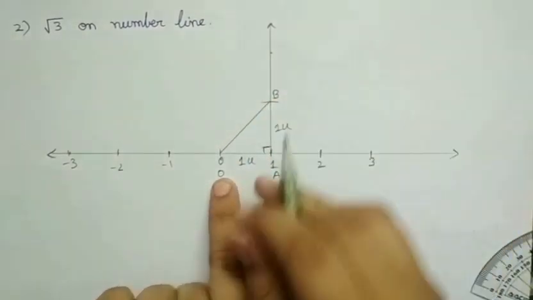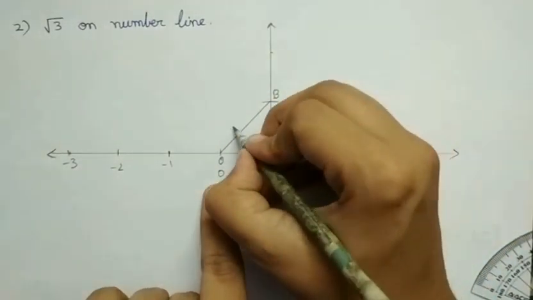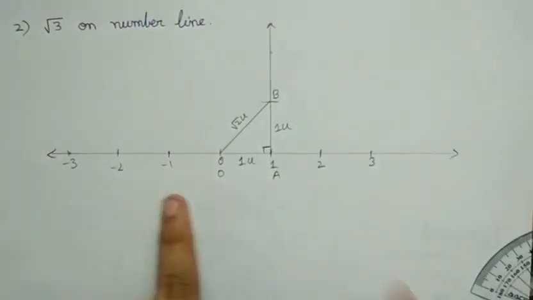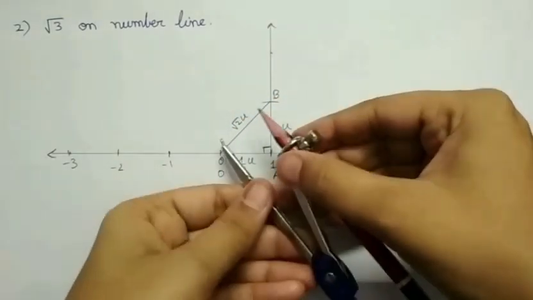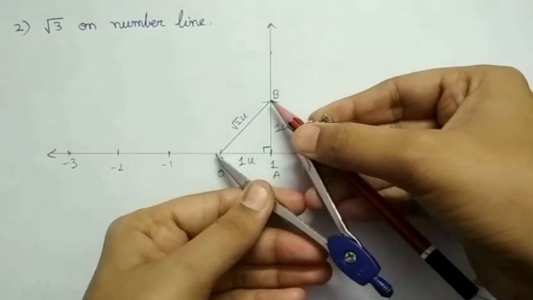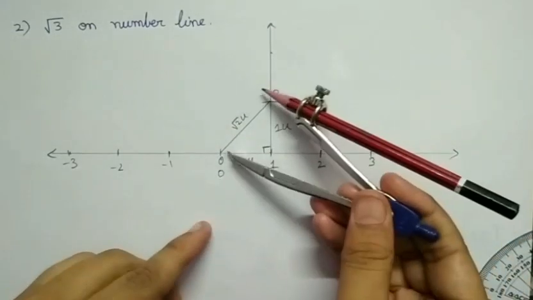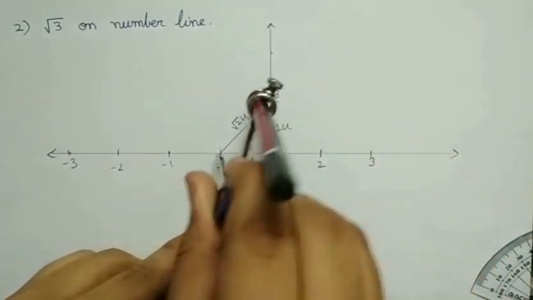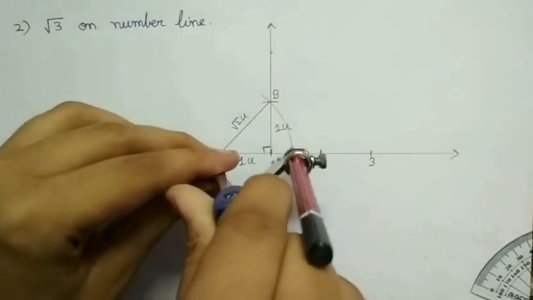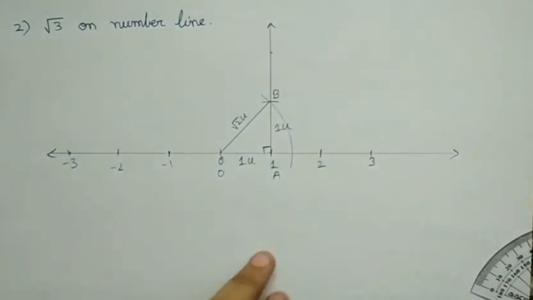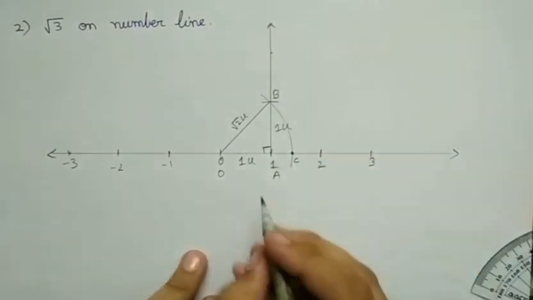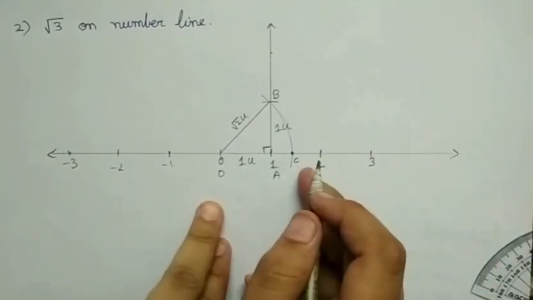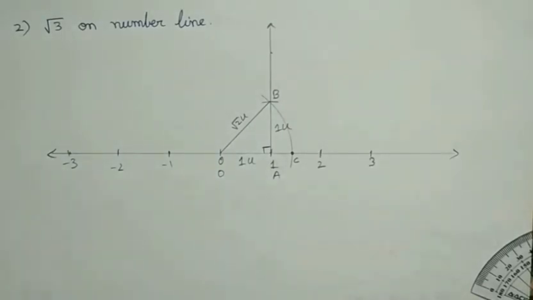As in the above problem, we got this as root 2 units. Now we want this root 2 on the number line. So we'll take compass and cut an arc on the number line to get root 2. Let's point this as C. Now OC is the base of the triangle which we want as root 3.